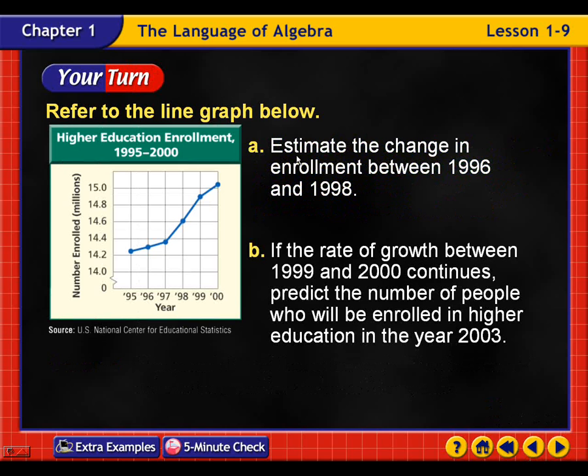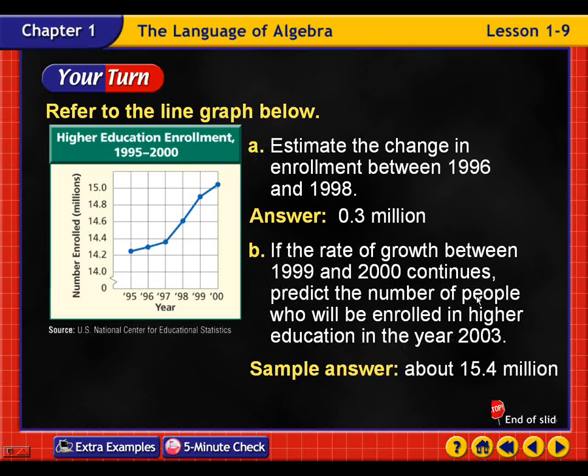Now the next one says, estimate the change in enrollment between 96 and 98. Well, in 96 it's about 14.3, and in 98 you see 14.6, so what's that, about 0.3? Yeah, and you can see that difference in the line graph. And if the rate of growth between 99 and 2000 continues, predict the number of people who will be enrolled by 2003. So if you wanted to extend this line up here and just get an estimate for where it would be maybe in 3 years, you could do that. About 15.4 million would be a really good estimate.